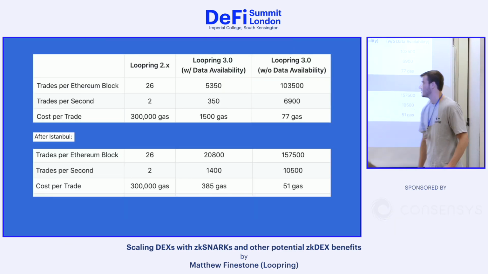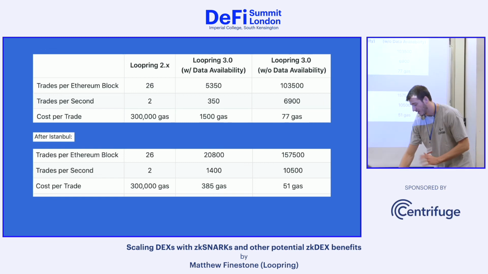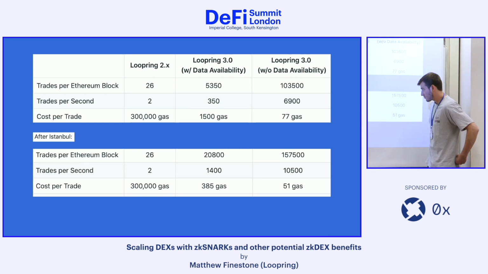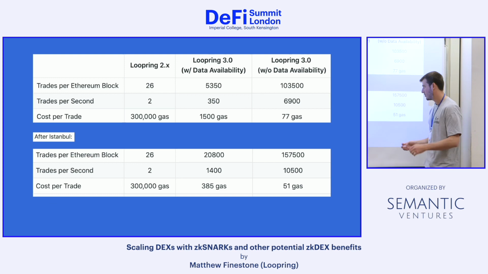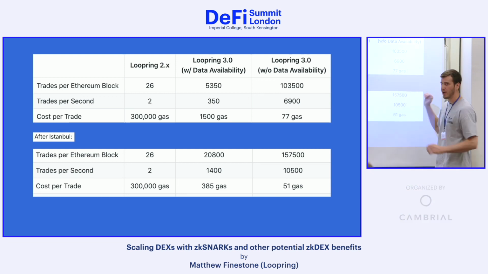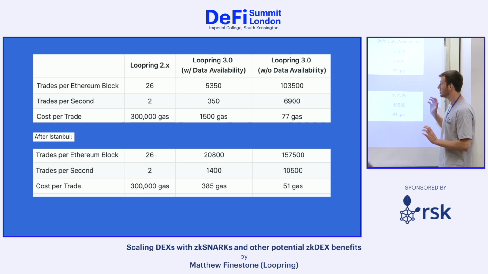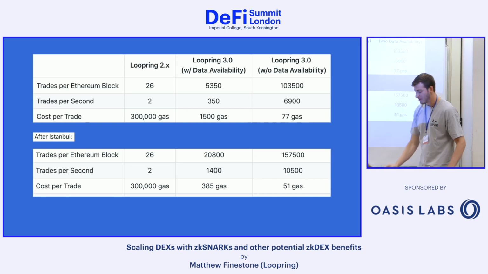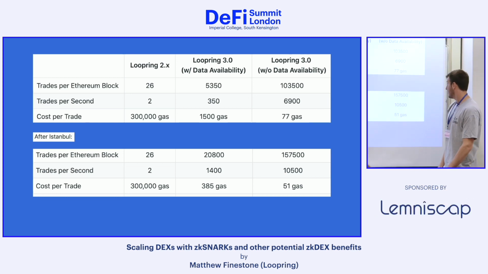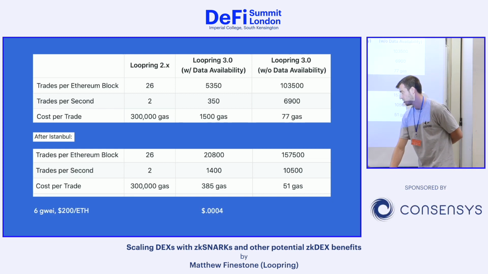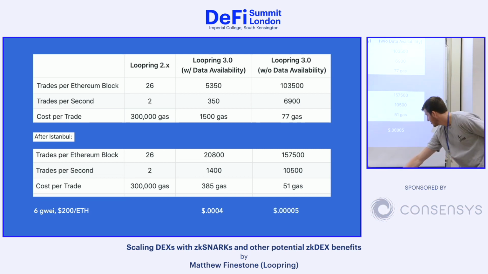Okay, so now here's just some of the numbers about how economical this is. Again, with data availability, it costs us about 385 gas per trade. That's for the call data to put those deltas of the leaves, and there's also an overhead cost of about 350,000 gas just for the commitment, which is the batched part. So let's put this into some numbers. I calculated this one at 6 Gwei and $200 ETH, and these are the costs we get.